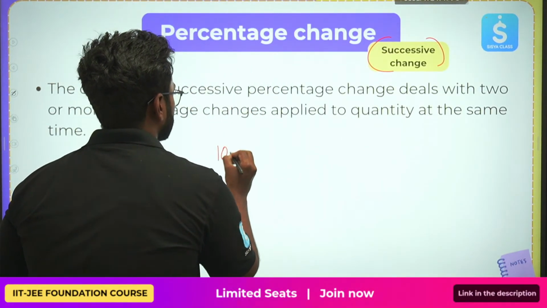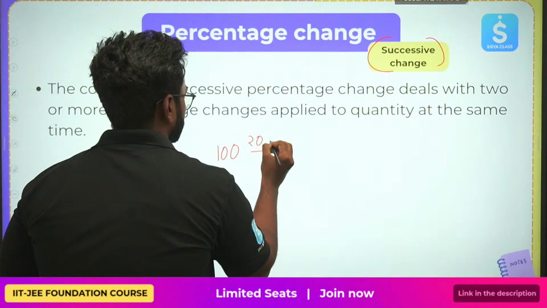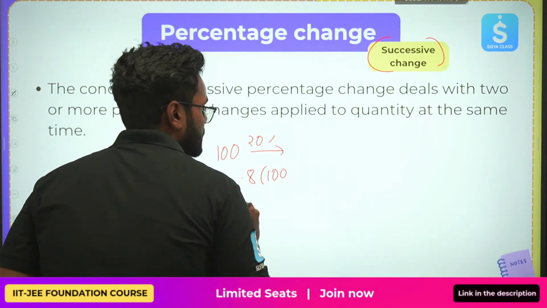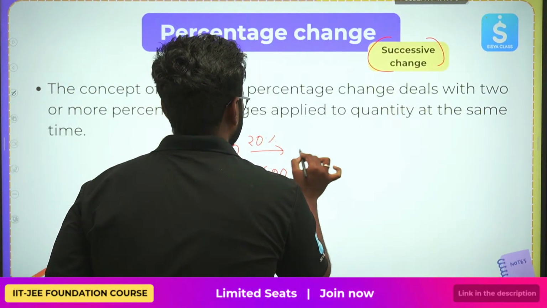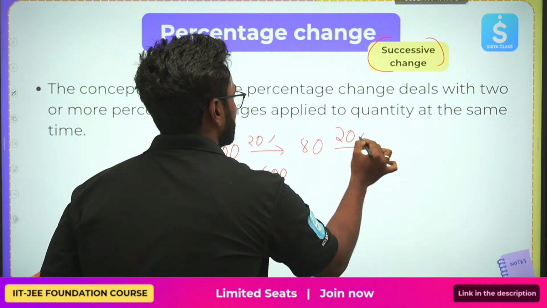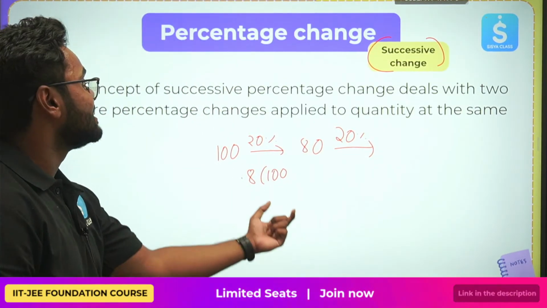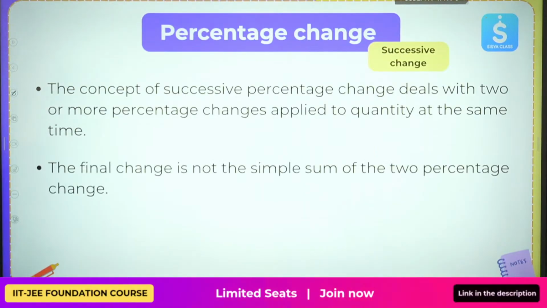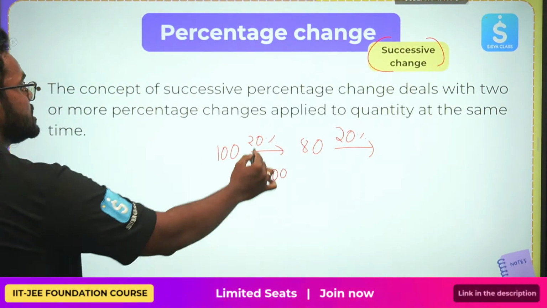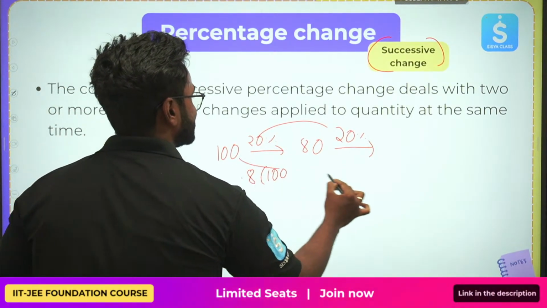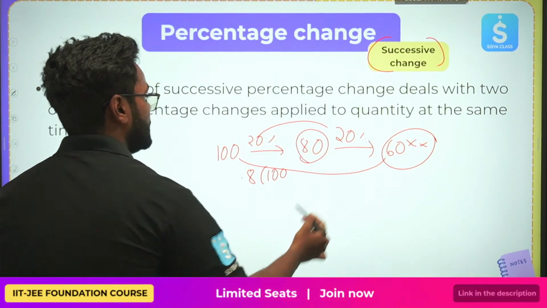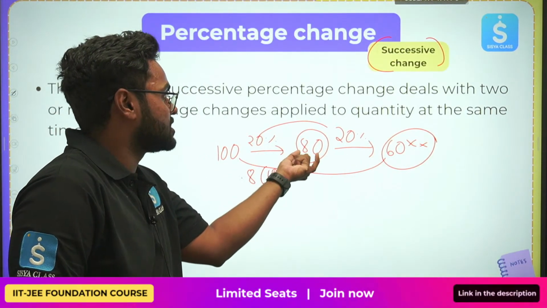100 rupees, 20%. See, 20% is nothing but 0.8 of 100, right? We'd be getting 80 rupees. Now, if he again gives it a 20% discount, he'd be getting 64. So, this is successive change. The final change is not the simple sum of the percentages. If you add both, 20 and 20, you think 40, which would be 60, he won't be receiving 60. It is 20% of the earlier decreased amount, which is 80.